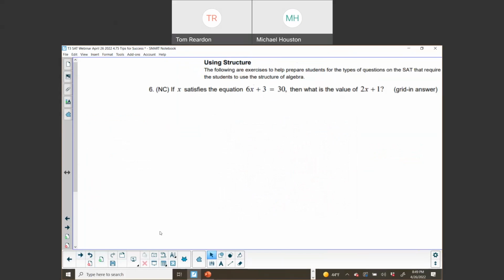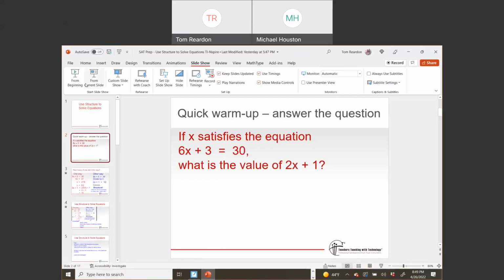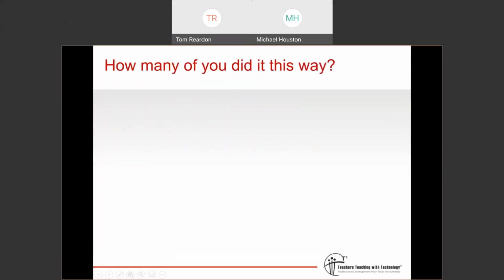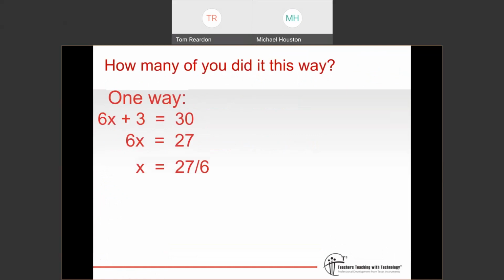All right, using structure is a big deal here. And so here's a question, and this happens at least once on each test, using structure of algebra. So here's a non-calculator one. If x satisfies this equation, what's the value of 2x plus 1? And it is a grid-in answer. Since we're running out of time, sorry, I'll just go ahead and show you this. 24 out of 25 students will do it this way. Subtract 3 from both sides, divide both sides by 6, and be upset.